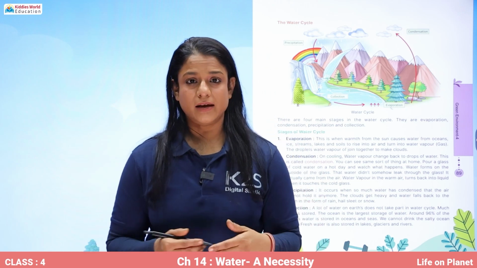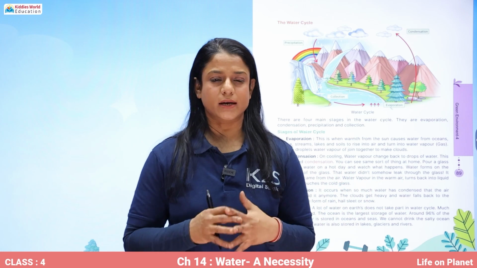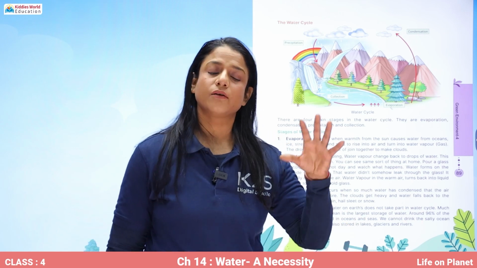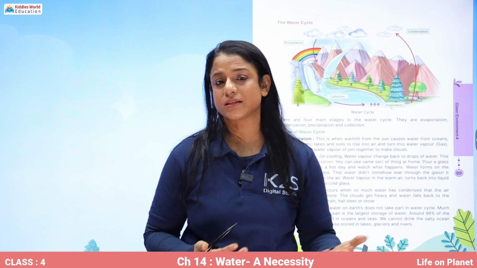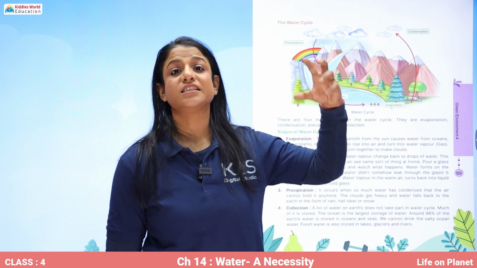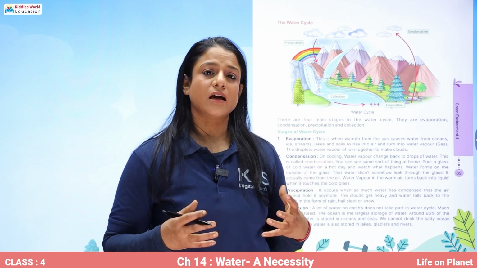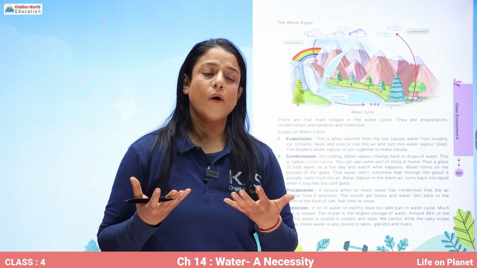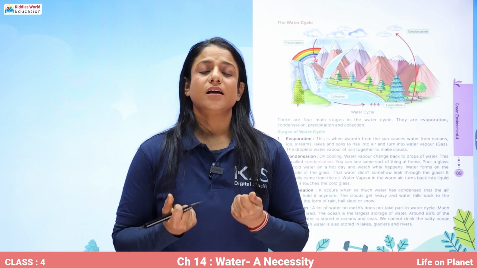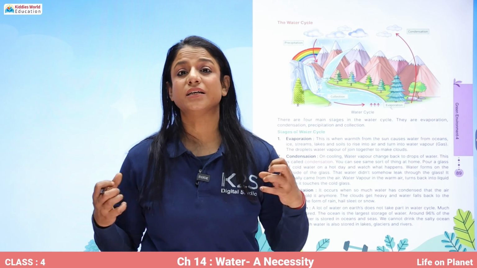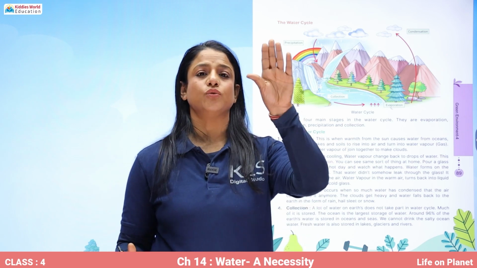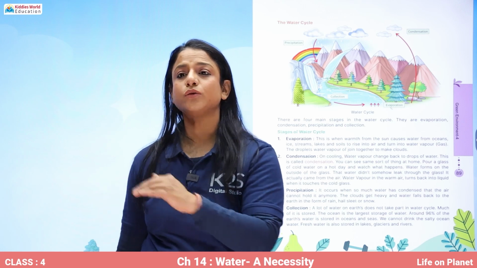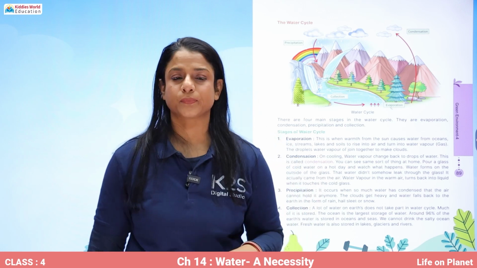So let me explain the water cycle roughly, what it is. 70% of our earth's surface is filled with water, whether it is seas, oceans, lakes, rivers, ponds, etc. When the sun shines brightly, it heats up the water bodies. When it heats them up, the water from the water bodies gets evaporated. It turns into steam, into water vapors, and goes into our atmosphere. This process of heating the water and converting it into water vapors is called evaporation.